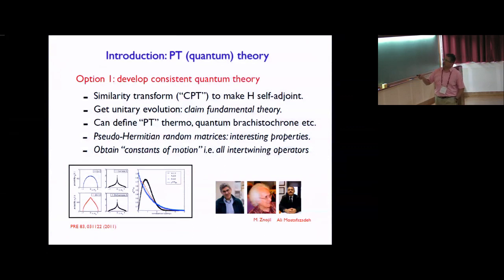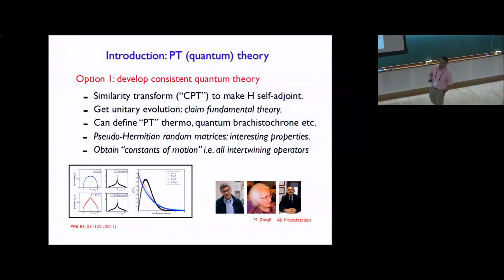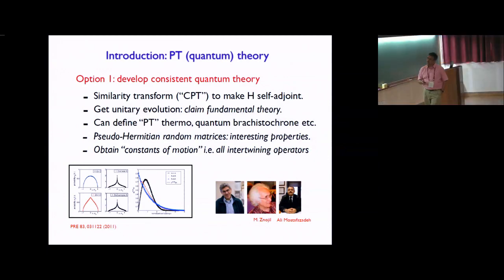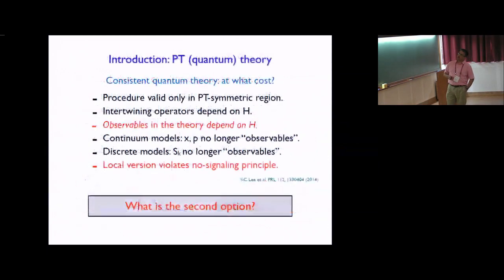The other interesting problem in this approach is to find the constants of motion. If I have a system undergoing PT evolution under a PT Hamiltonian, what are the things which are conserved? So this was one of the approaches, the so-called consistent quantum theory, or complex extension of quantum mechanics, which was the title of the paper from 2001 where I first read about PT symmetry.